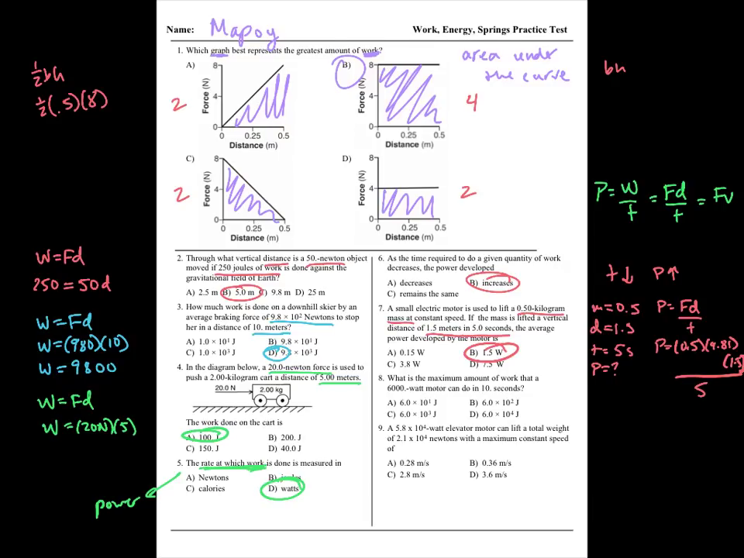All right, number 8. What is the maximum amount of work that a 6,000 watt motor can do in 10 seconds? All right. 6,000 times 10 will get us the work. That'll be 60,000. That's choice D. Okay, this time we're going to use the last variation of the power equation because they gave us the power.